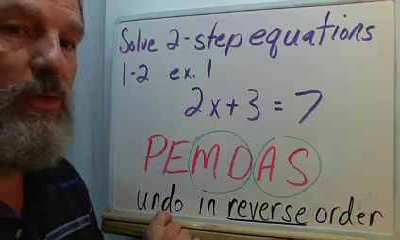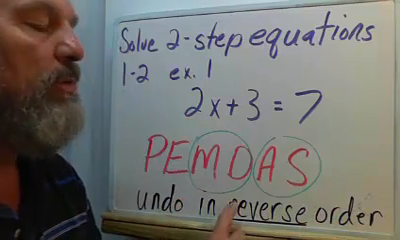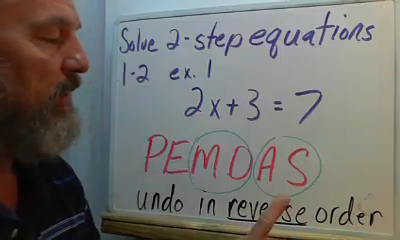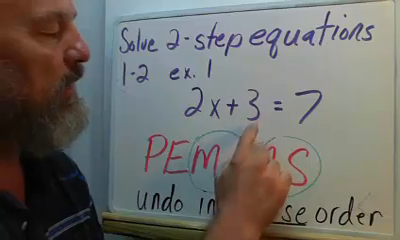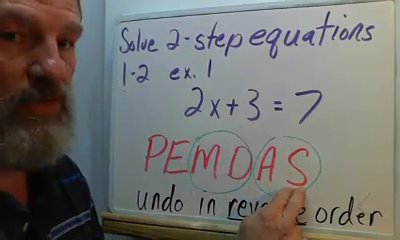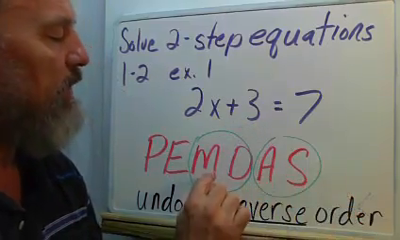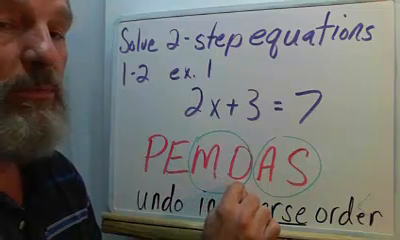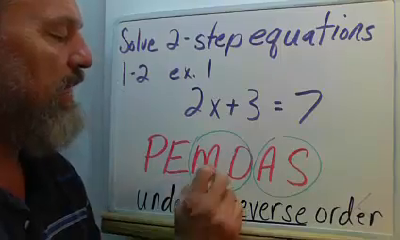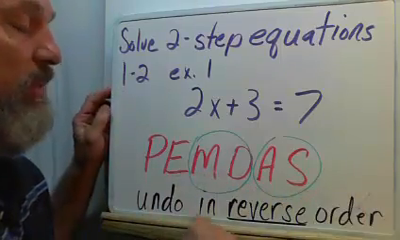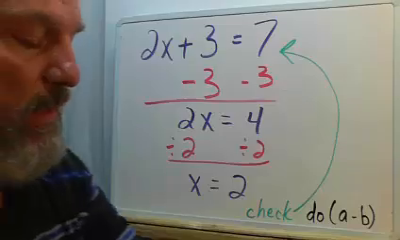So when we undo, we have to remember that you're going to undo in the reverse order. So in other words, the first thing we're going to do with a two-step equation is always look at undoing addition or subtraction. Once we are done with that, we are going to look at undoing the multiplication or division. So addition or subtraction first, multiplication and division second. We do it in reverse order because we are undoing.